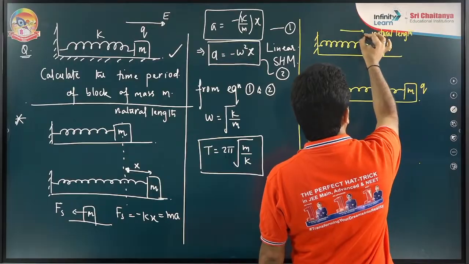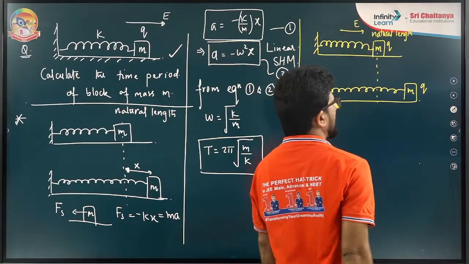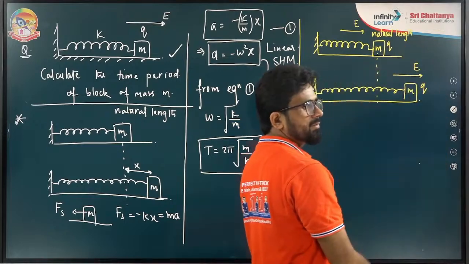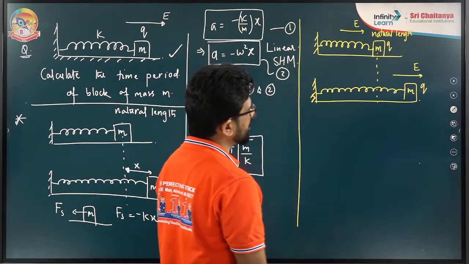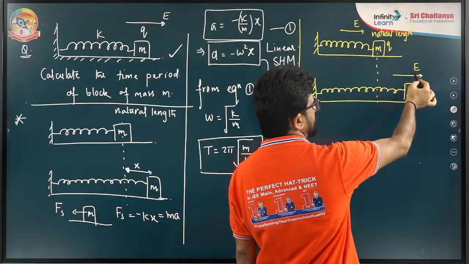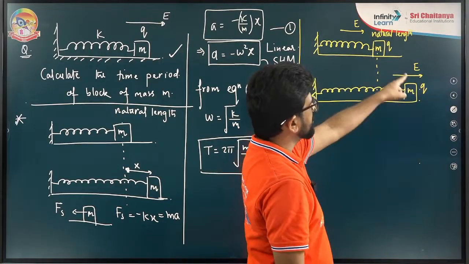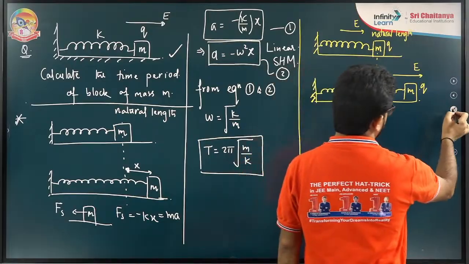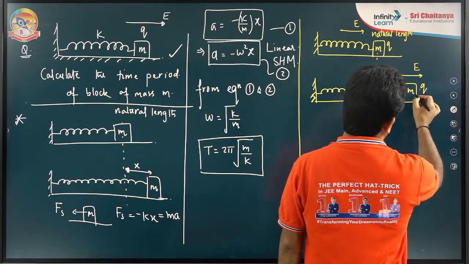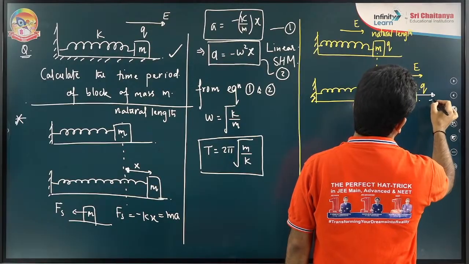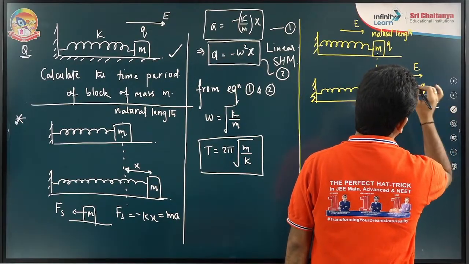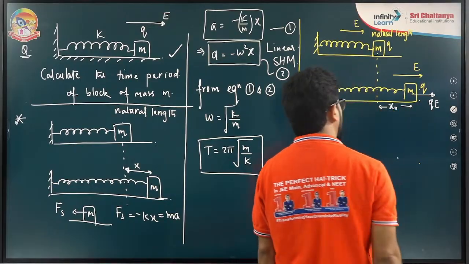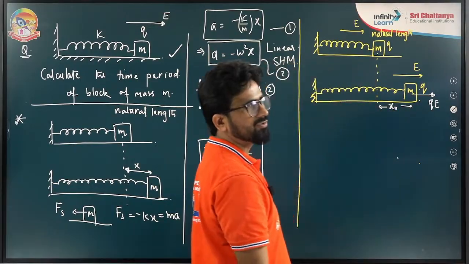There is an electric field existing. Now try to understand the concept. This is Q and this is E. So due to Q and E, there would be an electrostatic force in the right hand direction, equal to Q into E. And this extension I am calling X naught.